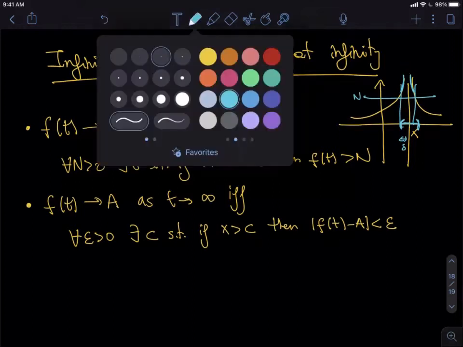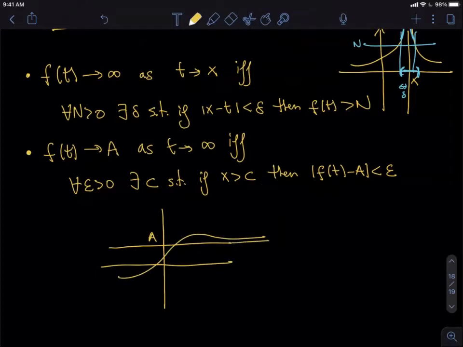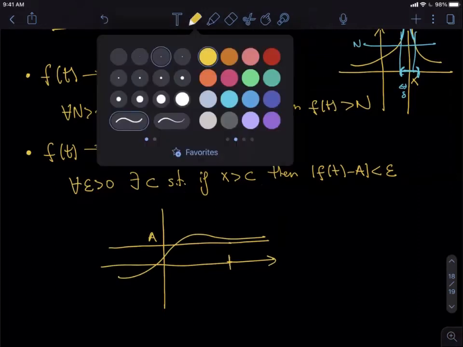But then we have also the horizontal asymptote, which is the second definition. f of t tends to a, let's say this is a, as t tends to infinity, if and only if for every epsilon bigger than 0, there exists c such that if t is larger than c, then f of t and a are close within an epsilon of each other. So we could have something like this. You see the asymptote there.